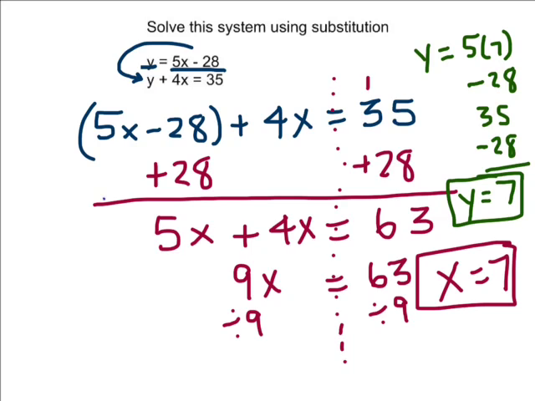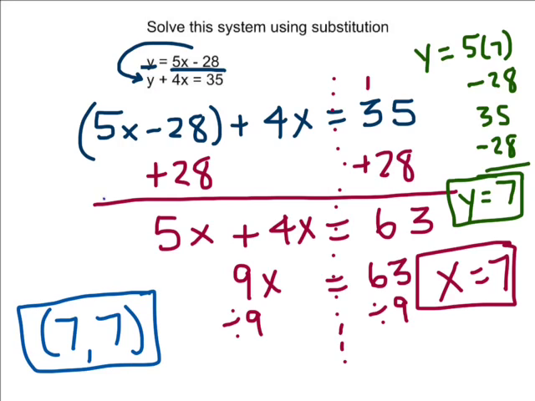I'm almost done. I got to make my ordered pair. And my ordered pair is going to be 7, 7. That's the solution to the system. That's substitution.